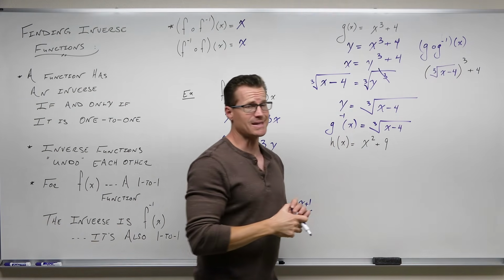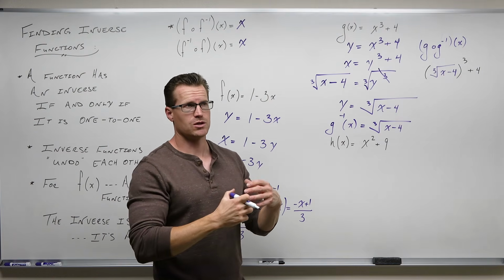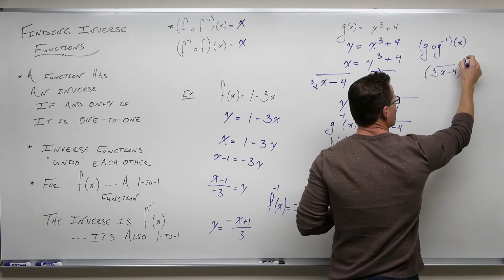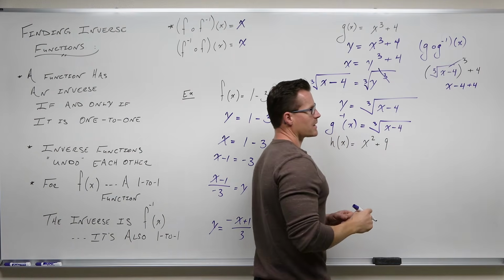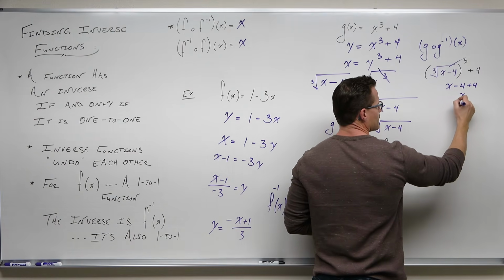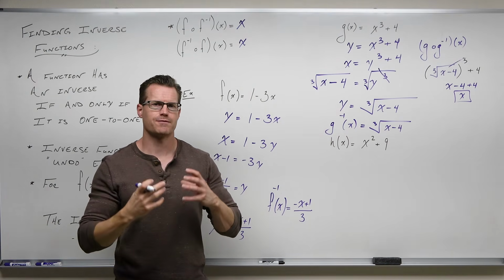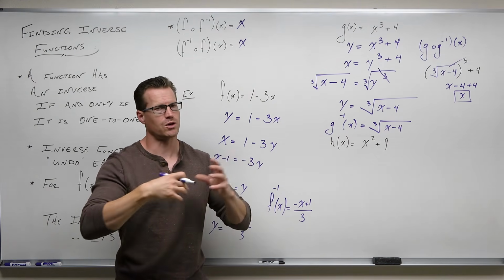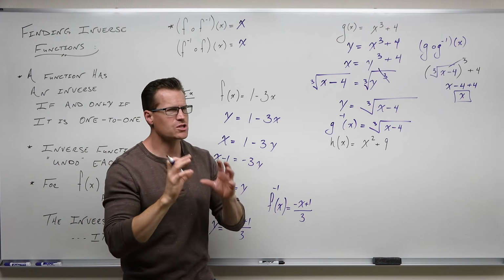Now, it doesn't have to be this easy. This is the easy one because I wanted to show it to you. But everything should cancel. Hey, cube root to the third power is gone. X minus 4 plus 4 is x. This is what will happen every time you compose a function onto its inverse or an inverse onto its function. Every time.